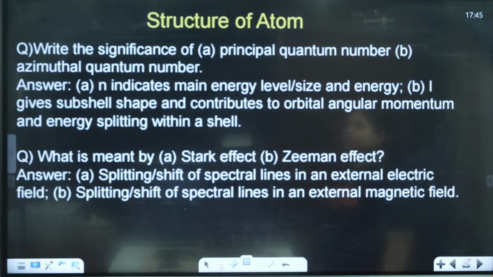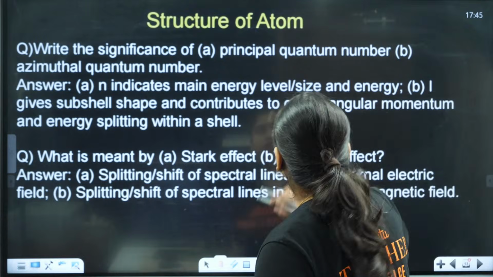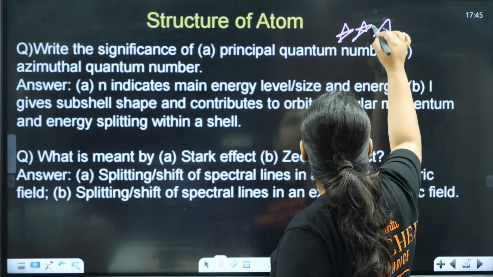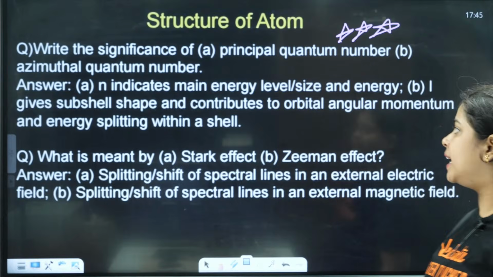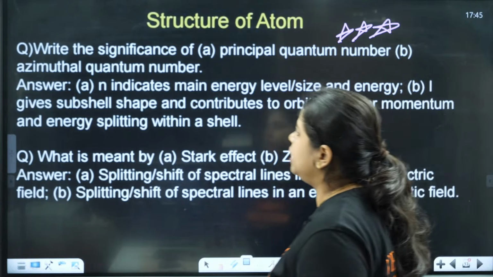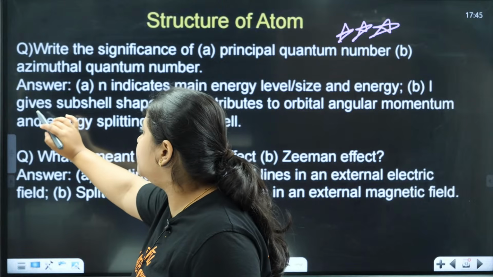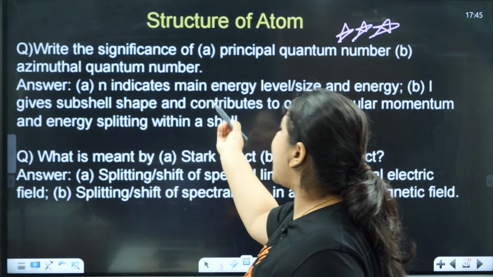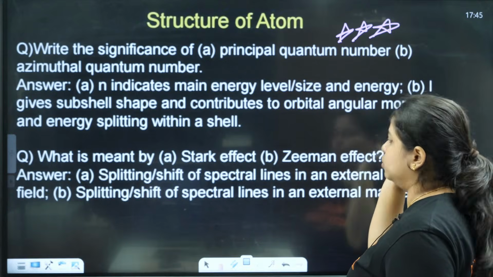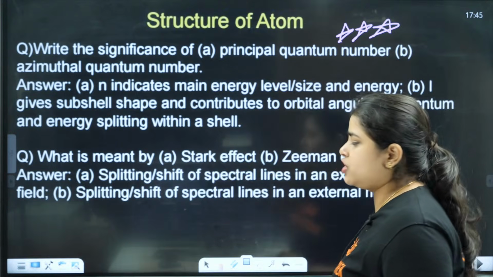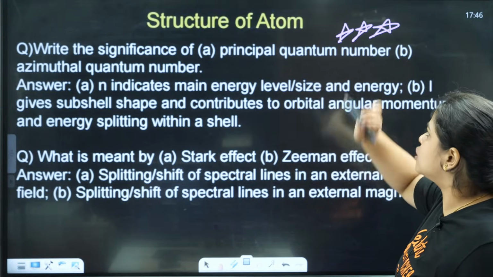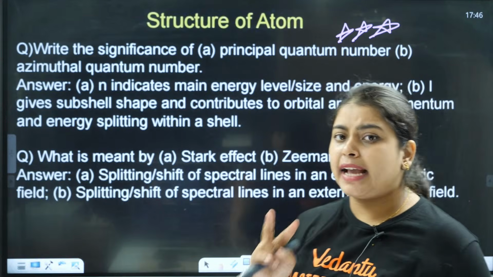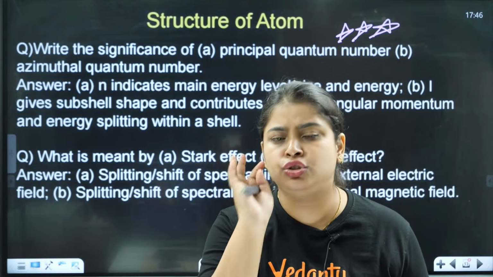Okay. Next, write the significance of principal quantum number and azimuthal quantum number. Sure short question, guys. Please make sure to practice it very well. n indicates the main energy level, size and energy. Azimuthal gives the subshell shape and contributes to orbital angular momentum and energy splitting within the shell. Clear? This is the definition of principal and azimuthal quantum number. Make sure to practice it. A sure short question.